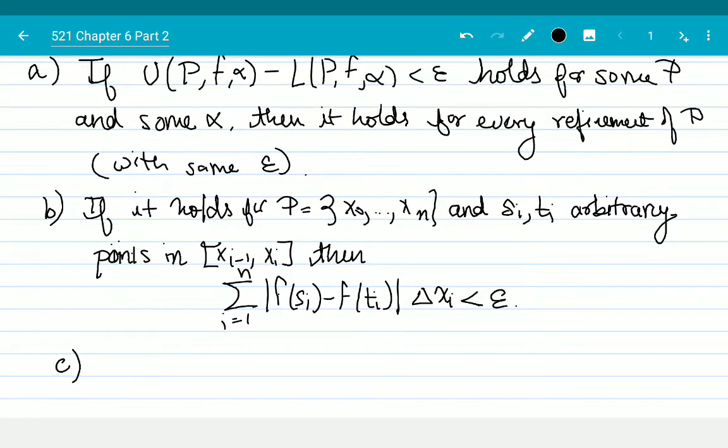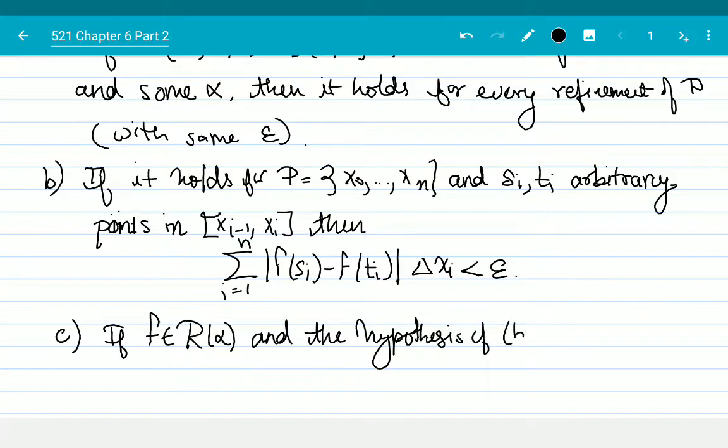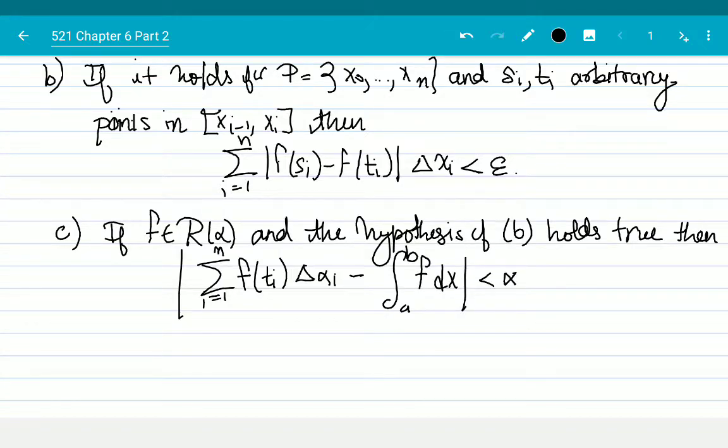Okay? And part C, if f belongs to R(alpha) and the hypothesis of B holds true, then the absolute value of the summation i equals 1 to n of f(ti) delta alpha i minus the integral from a to b of f d alpha is smaller than epsilon. Okay, parts A and B are really easy.